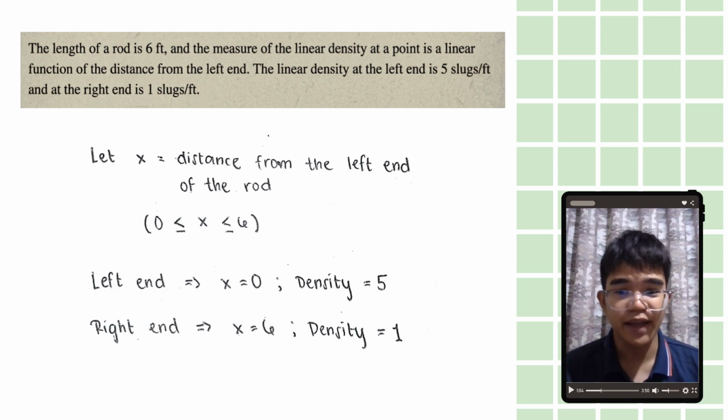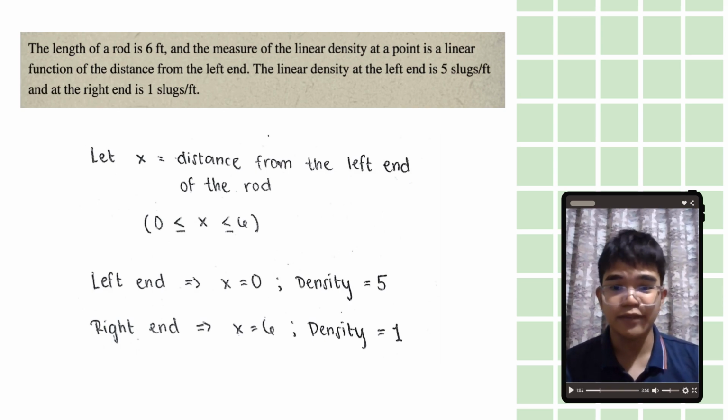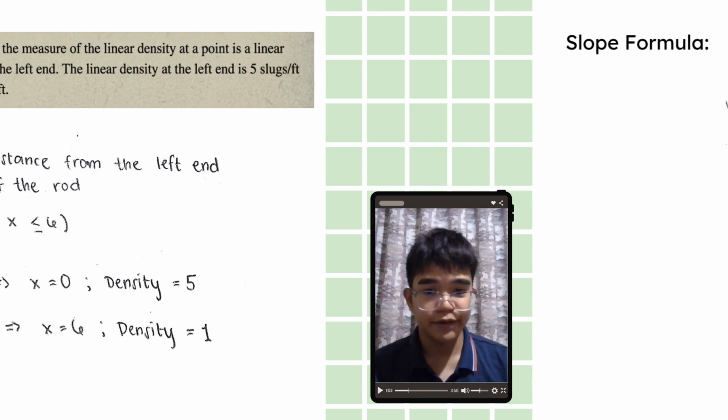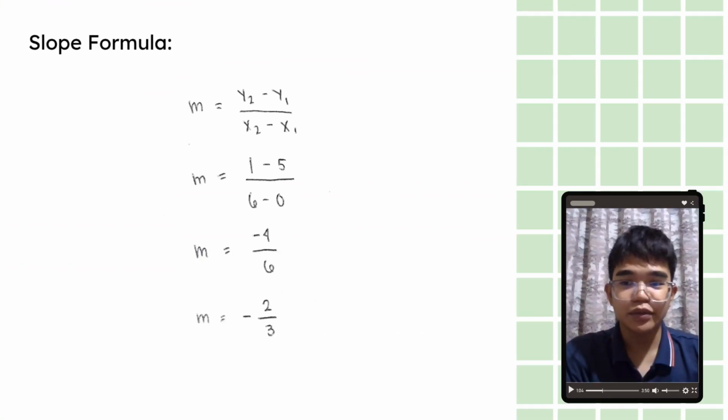We let x be the distance from the left end of the rod. That would be 0 is less than or equal to x, and x is less than or equal to 6. So our left end is x equals 0, and our density is 5. And for our right end, x equals 6, and our density would be 1.